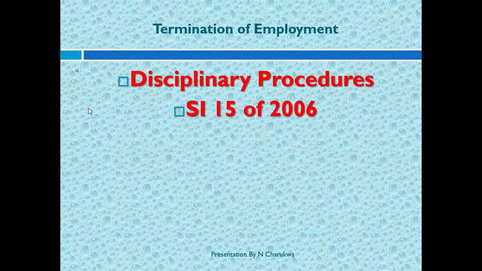Right, there we are. So I want to look at disciplinary procedures, and I'm also going to touch a bit on SI 15 of 2006. SI 15 of 2006 is also referred to as the National Code of Conduct. This is the tool that we use for discipline in the workplace, so we are also going to be referring to that. At the end, I'm going to look at the offenses that are found in SI 15 of 2006, which you should guard and make sure you also understand.